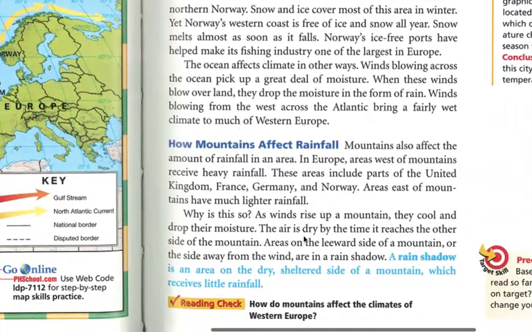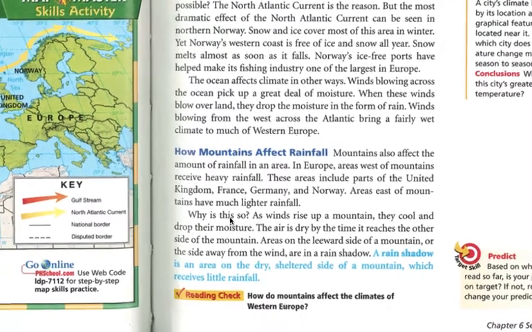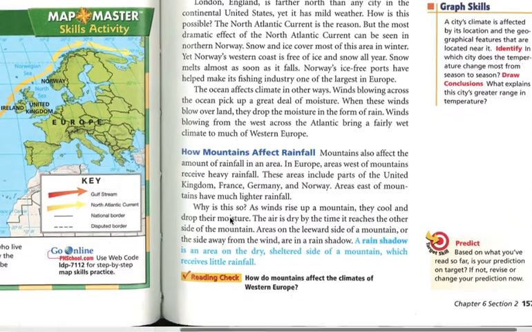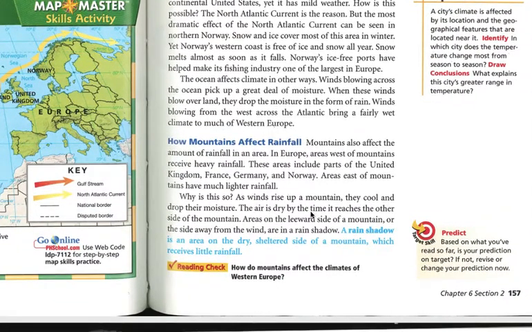How mountains affect rainfall. Mountains also affect the amount of rainfall in an area. In Europe, areas west of mountains receive heavy rainfall. These areas include parts of the UK, France, Germany, and Norway. Areas east of the mountains have much lighter rainfall. Why is this so? As winds rise up a mountain, they cool and drop their moisture. The air is dry by the time it reaches the other side of the mountain.